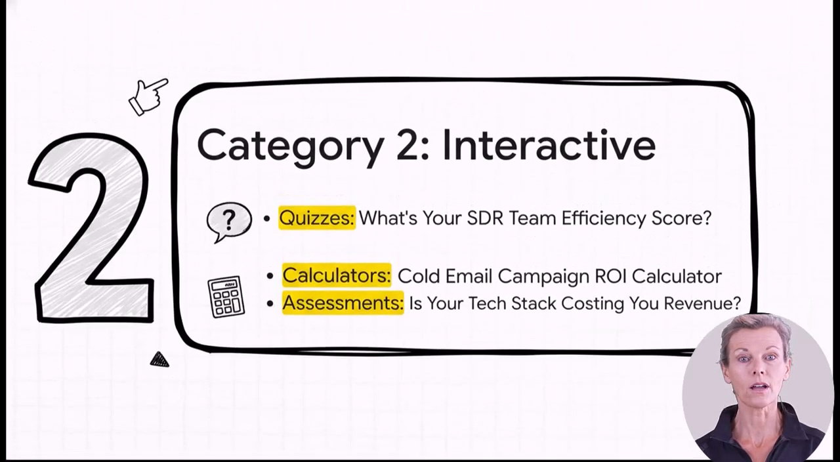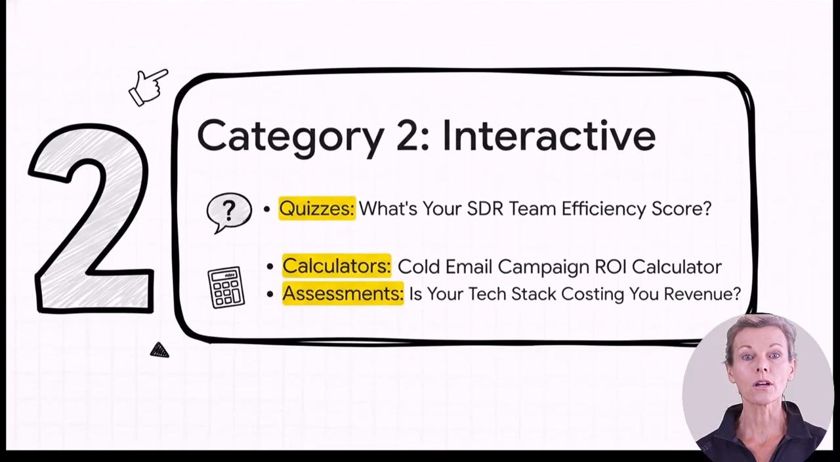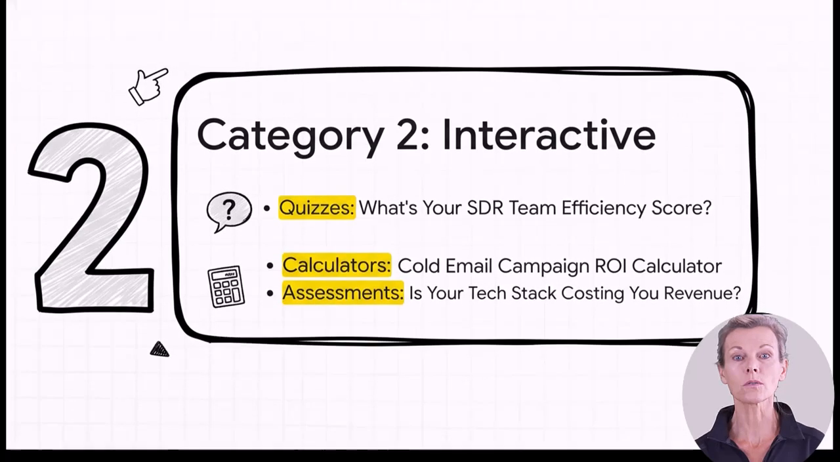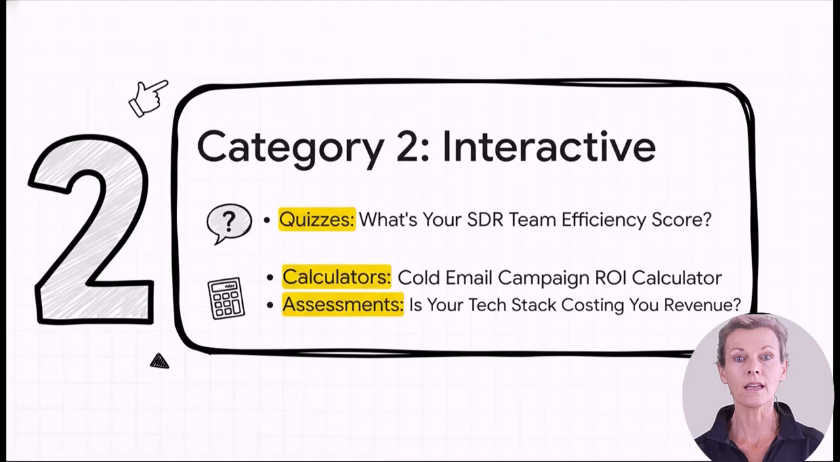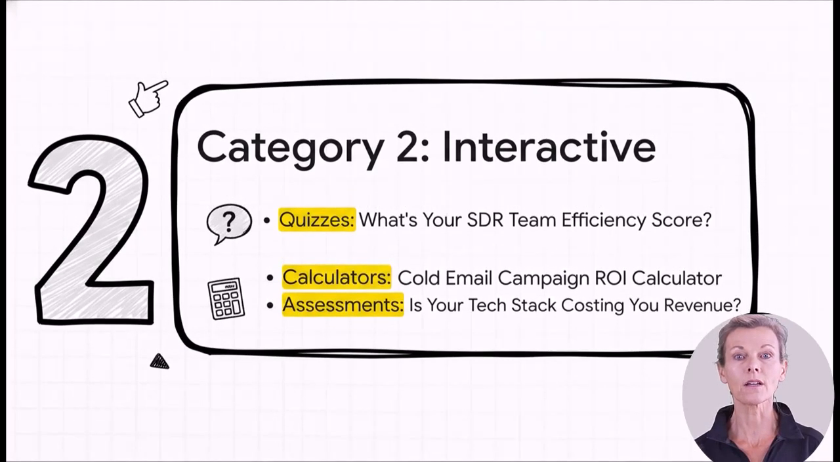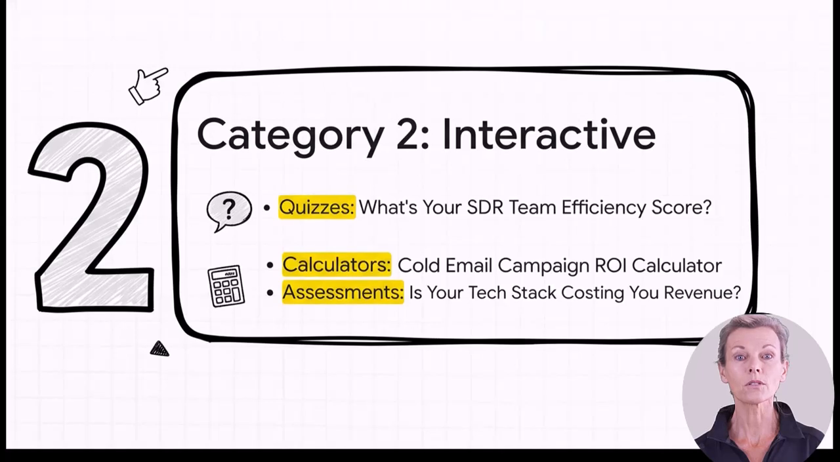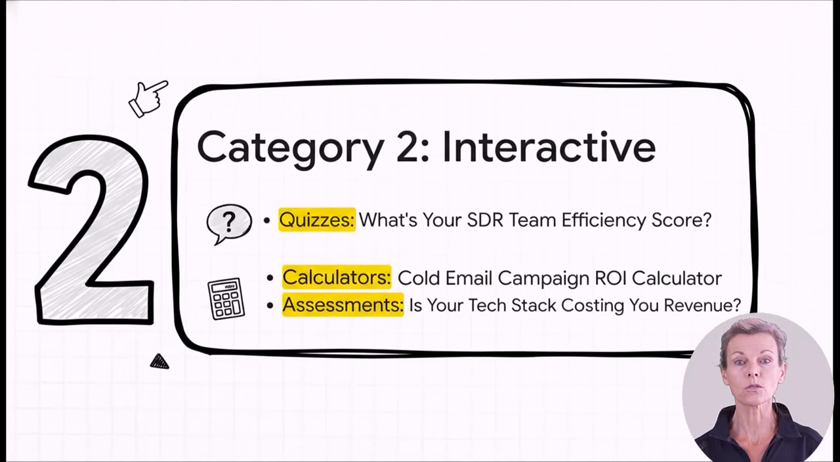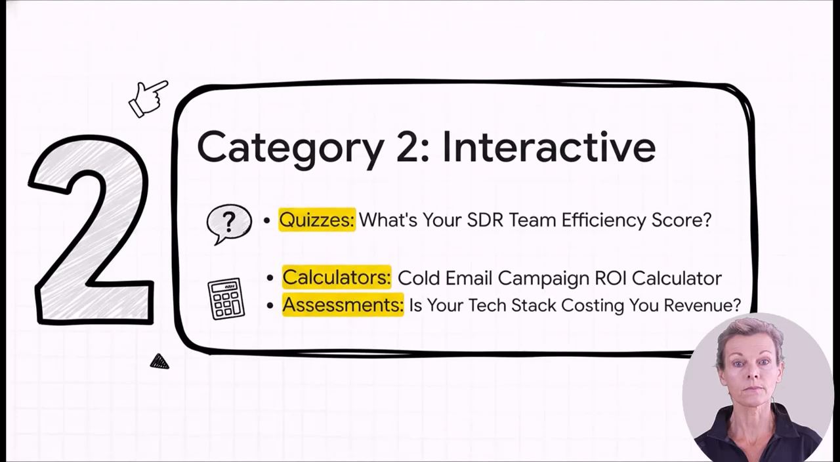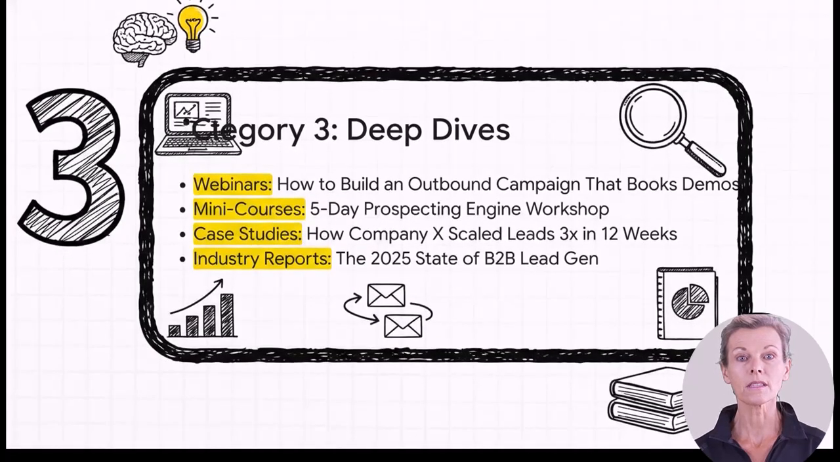Next up, interactive tools. These are incredibly powerful because they're engaging and they give people personalized results. A quiz that scores their performance, a calculator that shows their potential return on investment, or maybe an assessment that diagnoses a problem in their business. People just love learning about themselves, and these tools deliver immediate, customized value. It's a win-win.